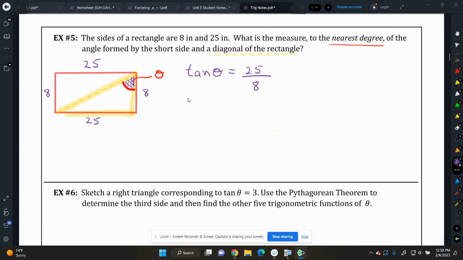Now, in order to figure that out, we're going to do what we call take the inverse tangent of both sides. I'm trying to solve for theta.